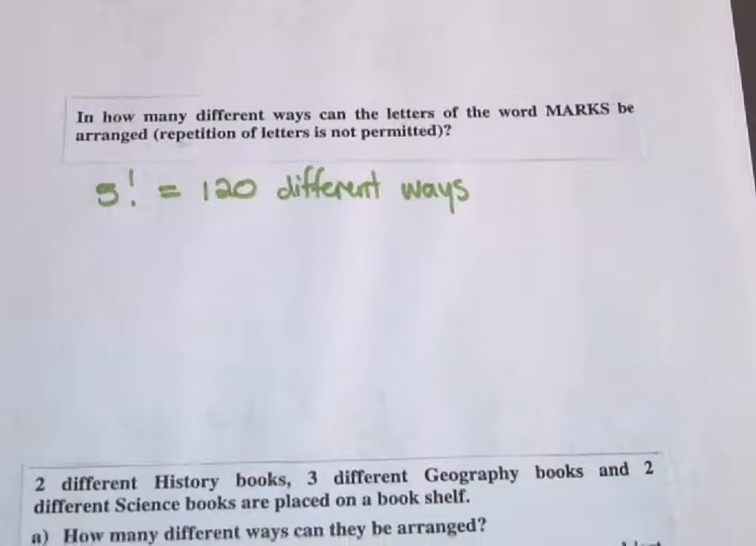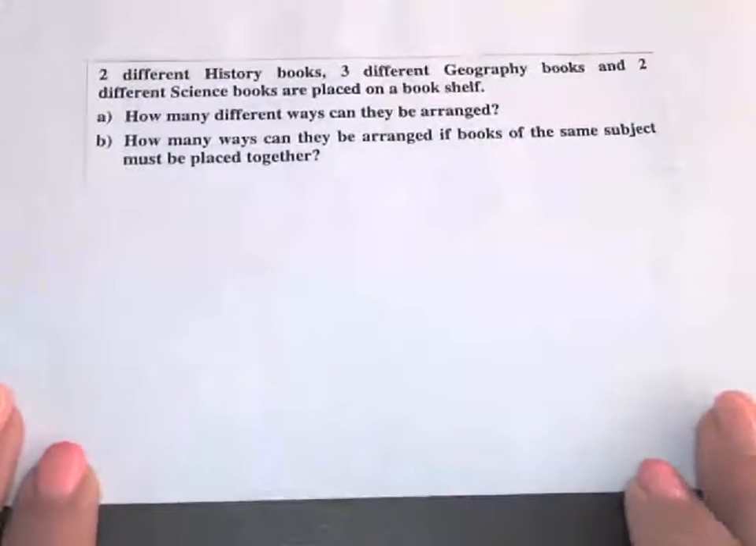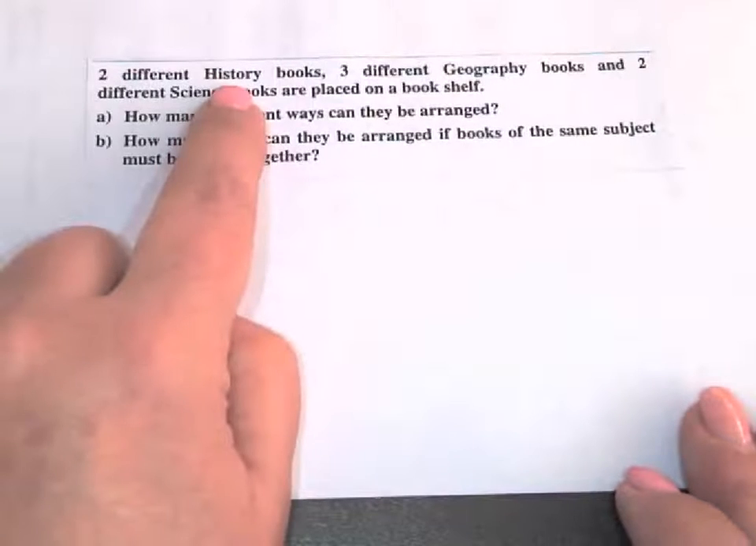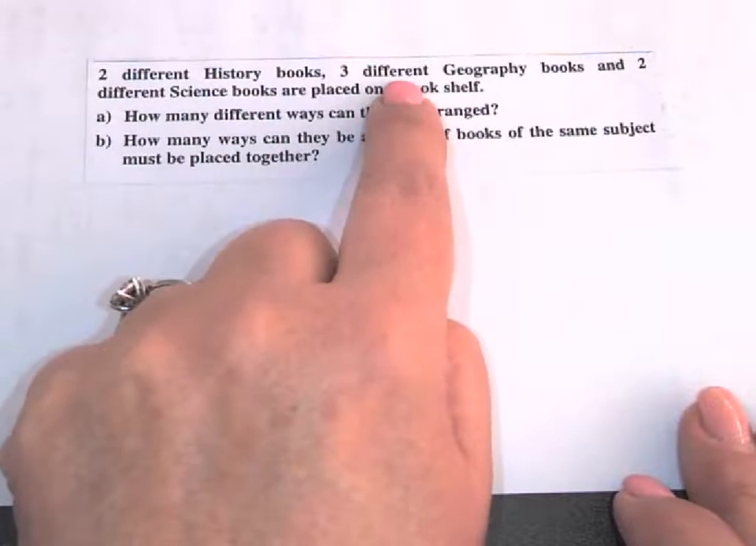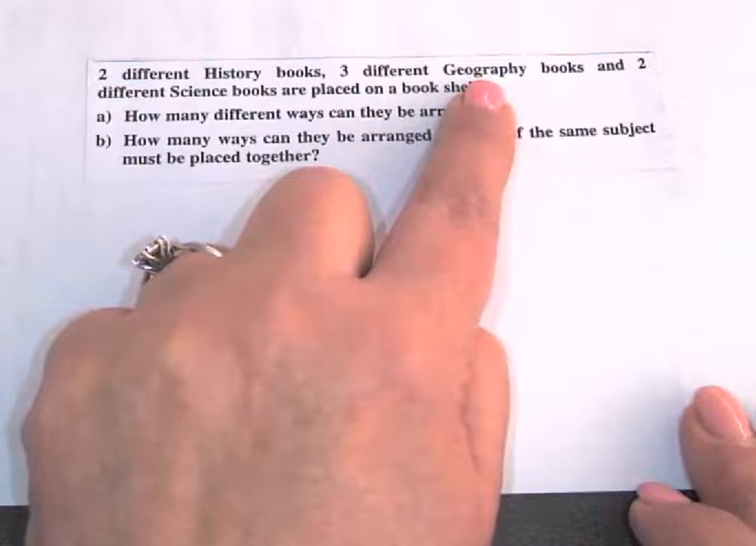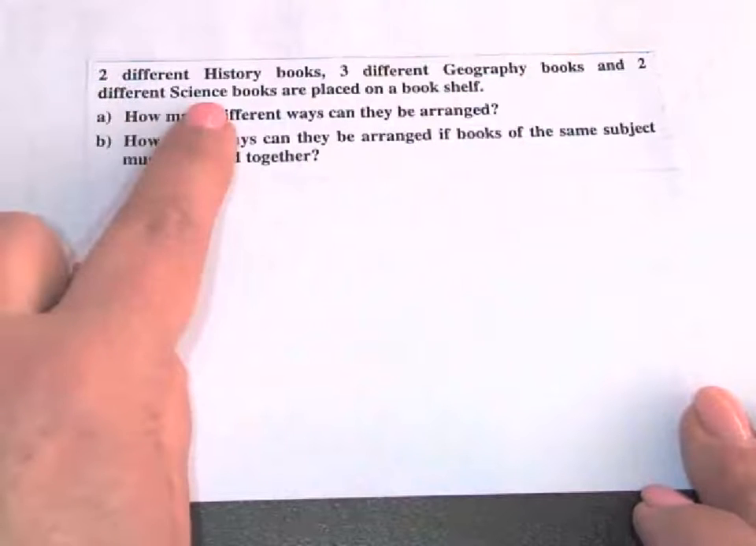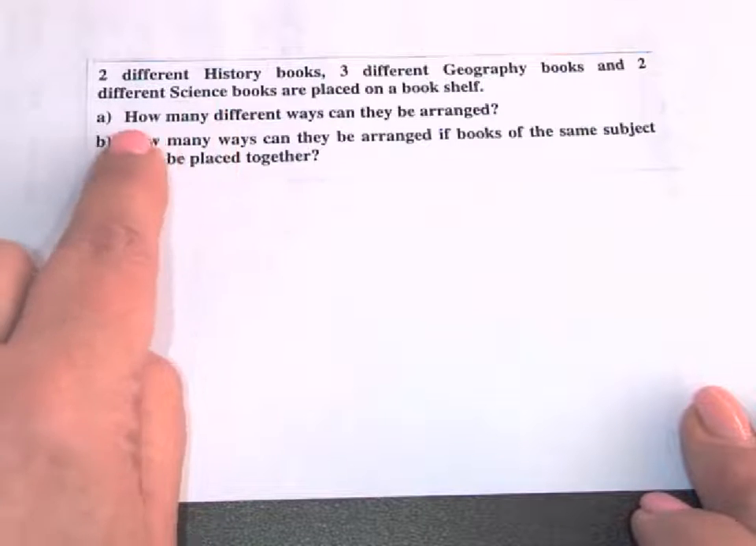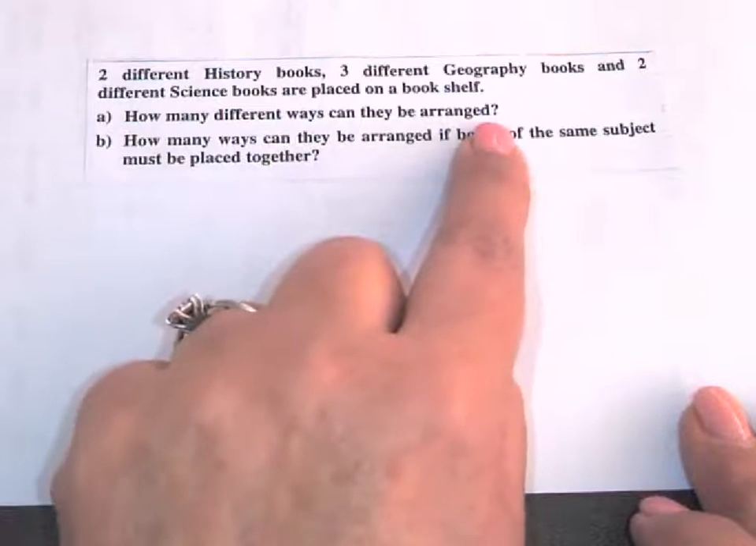Now, we get to a more interesting one. We have 2 different history books, 3 different geography books, and 2 different science books. We have to place them on a shelf. In how many different ways can they be arranged?